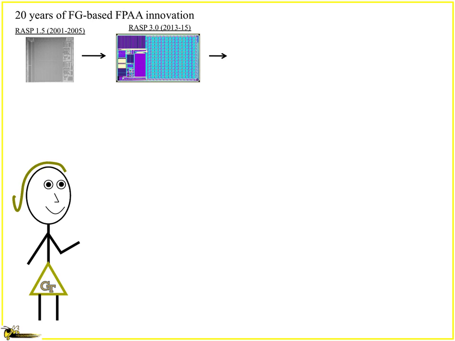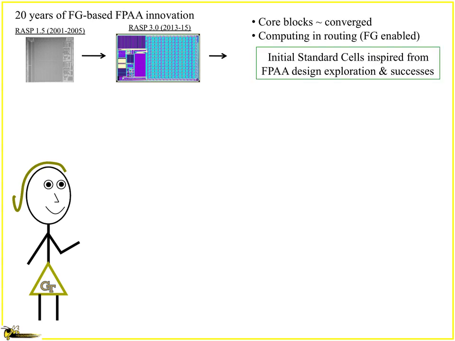So this really gets built over many, many years of floating gate based field programmable analog array innovation. And what we find is that over time, a lot of the core blocks really converged. The programmability was essential, and you could also do some computing and routing. And so the floating gate elements and how they interacted with it was really essential. So those are key things to remember.